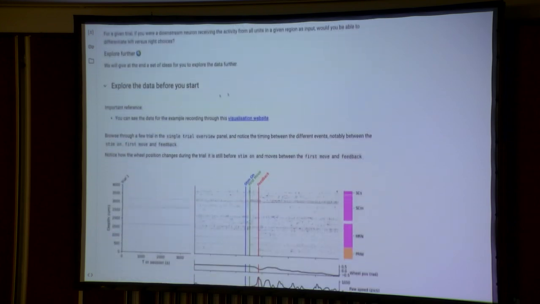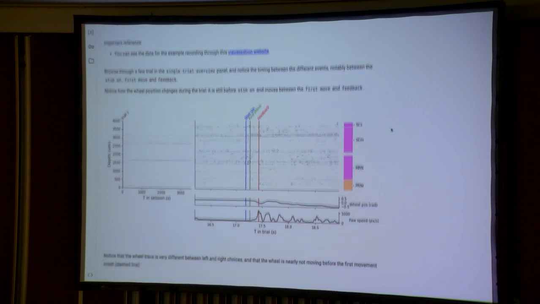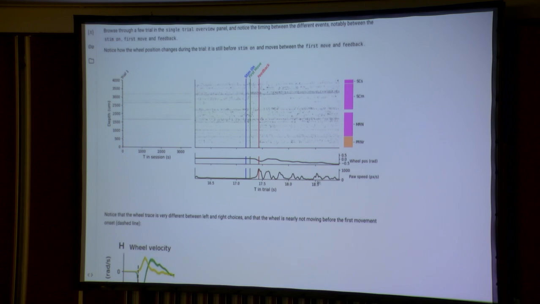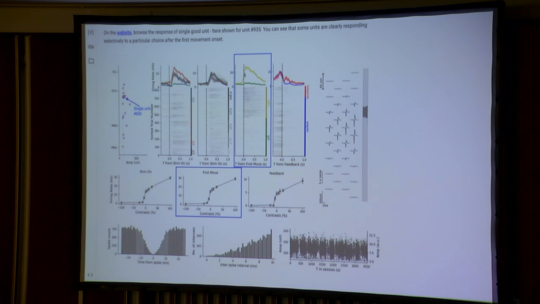Before you start any kind of analysis, we really encourage you to look at the data using this visualization website. You can see, for example, raster plots at a single trial level and the wheel speed associated and the different task events like the stimulus on time and the first movement time. You can also look at the wheel velocity organized by particular trial count. So here it's organized for either left or right turns. You can see that indeed the wheel movement is very different for these two kinds of trials. And you can also see single unit responses. So here it's a unit that is particularly sensitive to the kind of movement that the animal does.